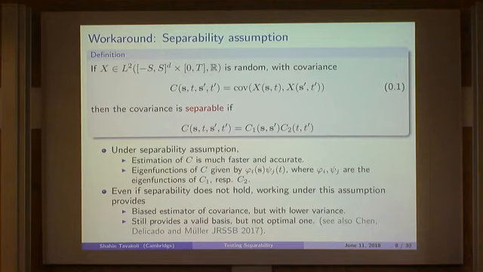Now, if separability does not hold, this basis given by the product of marginal eigenfunctions is still going to be a basis. So it's still valid for doing projections, but it's not going to be the optimal basis. Essentially, you're assuming that C is separable, even if it's not. It gives you a biased estimate of the covariance, but it has lower variance.